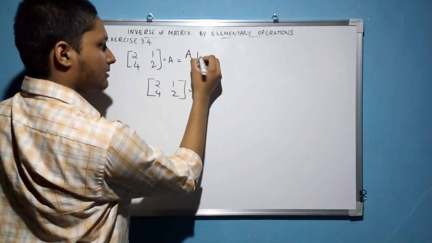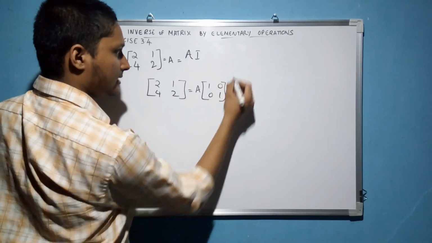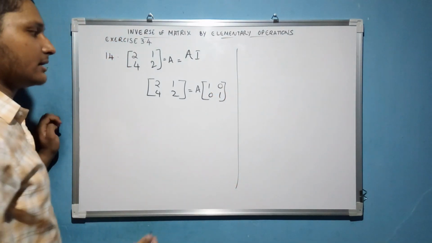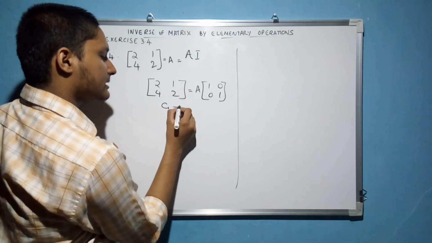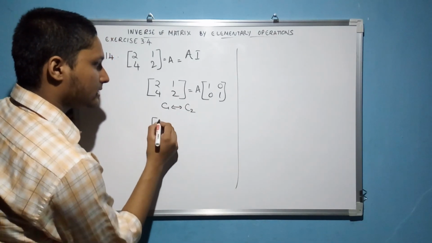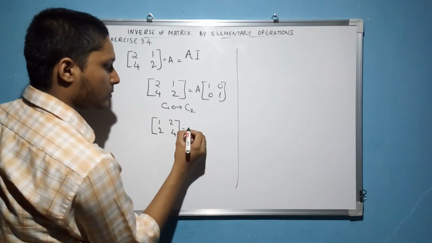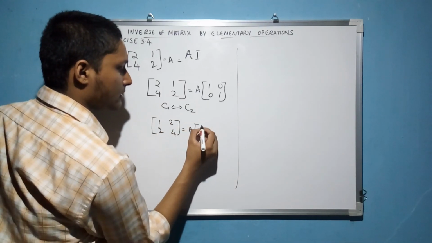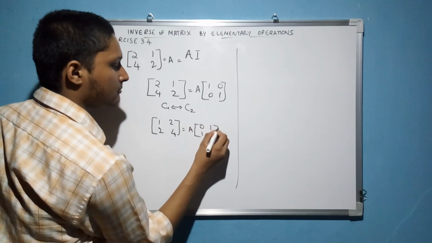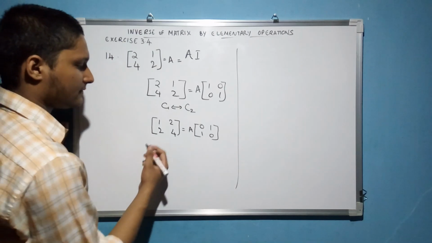That is A into I. That is A into 1, 0, 0, 1. I'll make the column here. Okay, now first of all I'll interchange C1 and C2. If I interchange C1 and C2, I'll get 1, 2, 2, 4 is equal to A into 0, 1, 1, 0. Many times interchanging doesn't make a difference.